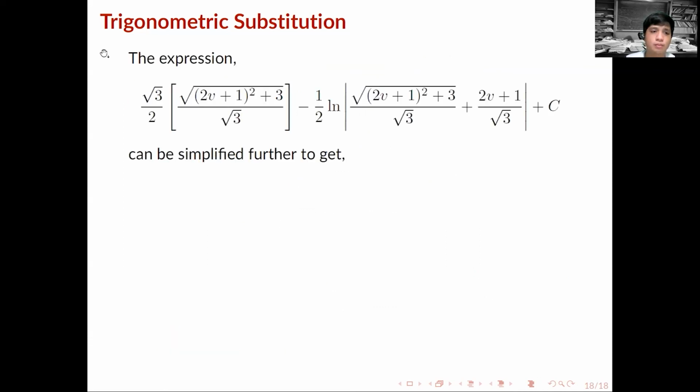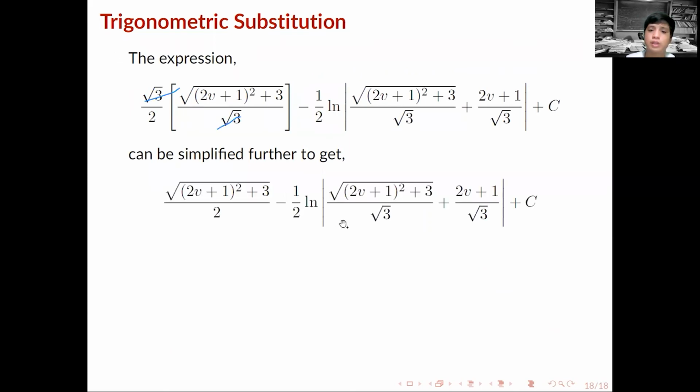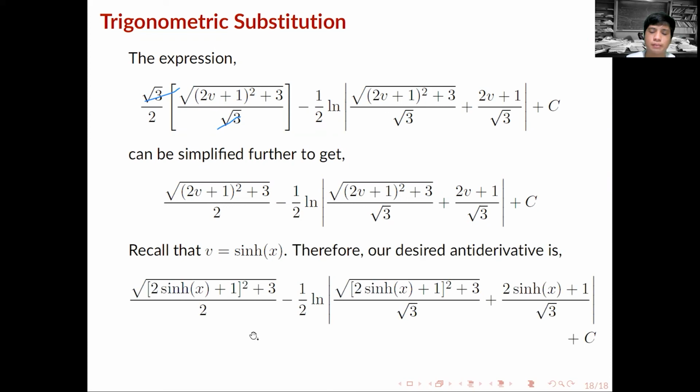We can simplify it by cancelling square root of 3, and after that, we will obtain this expression, which is written in terms of v. Now we have to convert it back to sinh x, since we let v equal sinh x in the beginning. So we have to substitute sinh x for every variable v. And after that, we will obtain the final answer for our last problem.